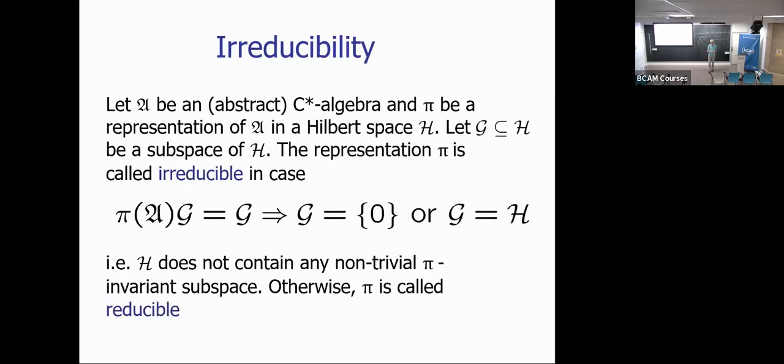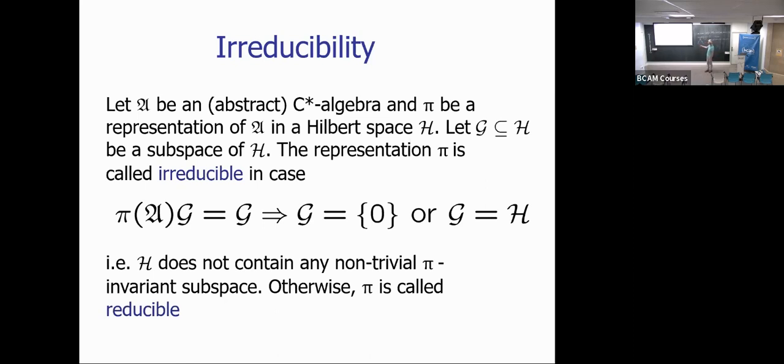Now I think Serafim is quite interested in the next point. We can define irreducible and reducible representations. So what do we mean by irreducibility? Let A be an abstract C-star algebra and pi again be a representation of that algebra in the Hilbert space. Then we consider a subspace of the Hilbert space.